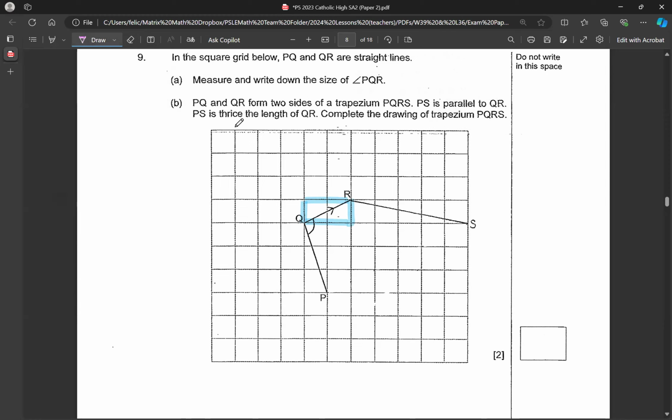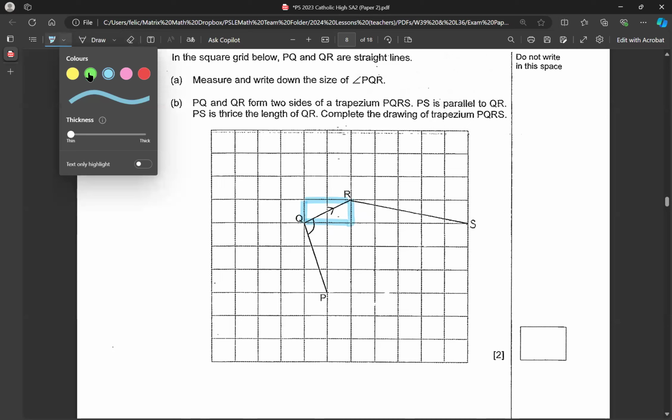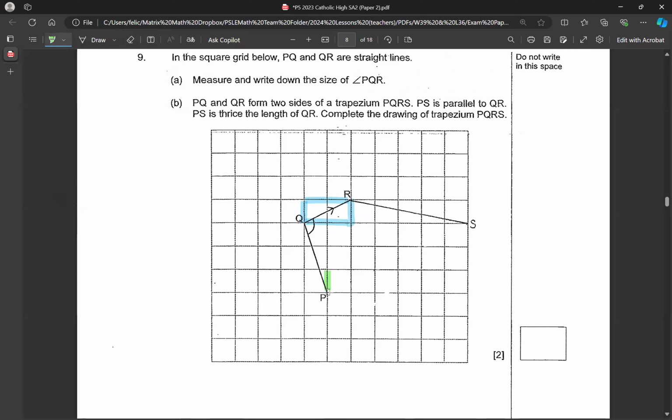Now, if you want PS to be thrice the length of QR, that means if I were to form a rectangle such that P is connected to S diagonally, that rectangle must have 3 times the height of this blue rectangle. So if I were to draw and highlight the rectangle out, I start from P, 1, 2, and 3. Let me just highlight this again properly. Maybe I use a different color, I use green from here. So 1, starting from P, 2, and 3.